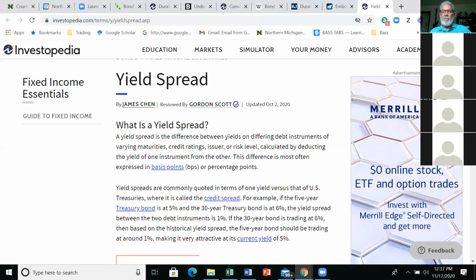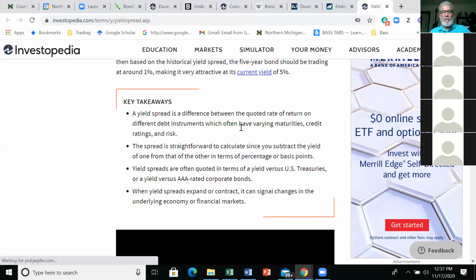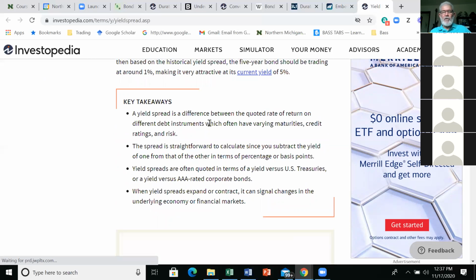And that's basically looking at credit spread. Here's the key takeaways. The yield spread between a quoted rate of return, they have different maturities, ratings, and risk. It's actually straightforward. You just calculate the yield from one to the other in terms of percentage or basis points. And it's usually used in terms of US Treasuries versus corporate bonds. And I think one of these talks about how to trade them. So let's look at the next one.